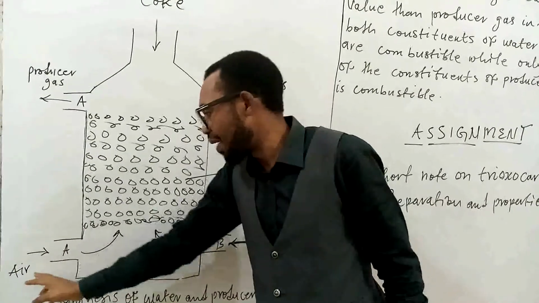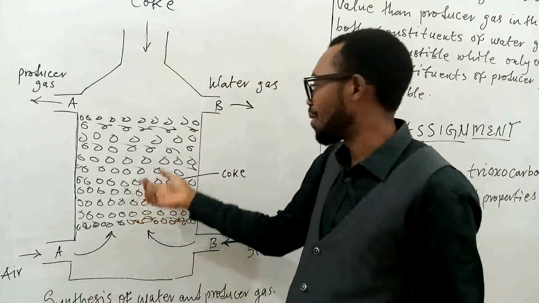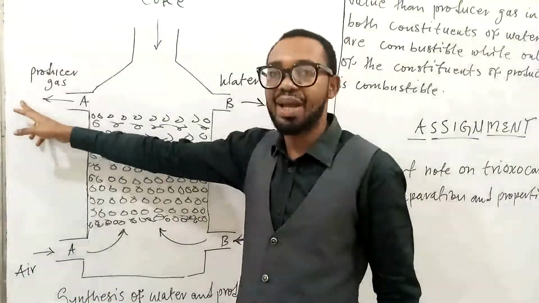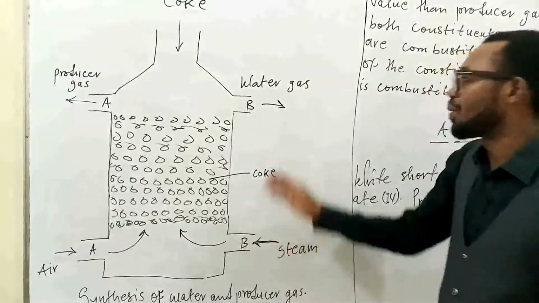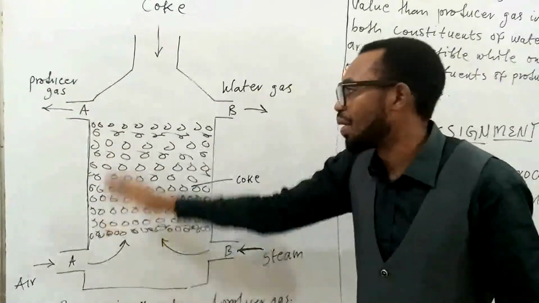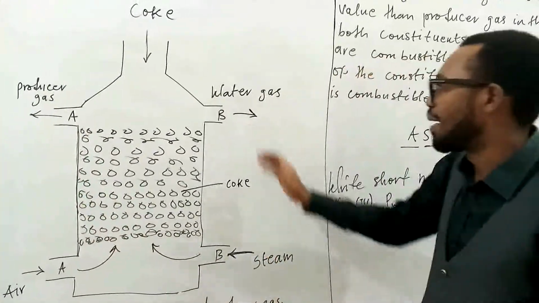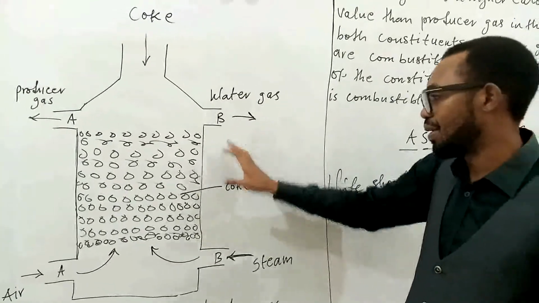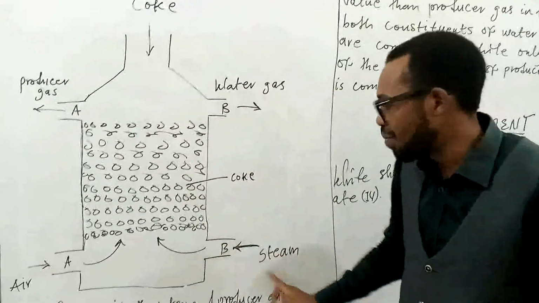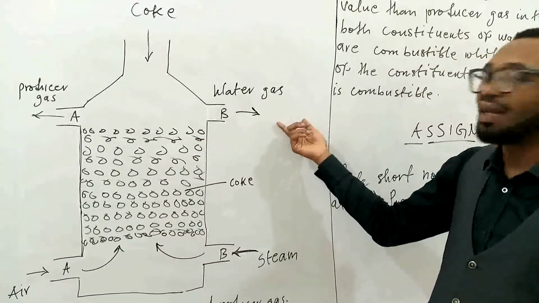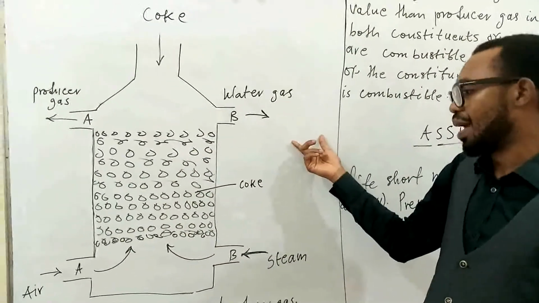Once you open valve A, what happens? Air goes in to react with the coke, and then at the end of the day, you tap out the producer gas. Or if you are to tap the water gas, what you simply do is close valve A, and then open valve B. Once you open these valves, what happens? Steam goes in to react with the coke, and what you produce at the end of the day is the water gas. Is that clear?